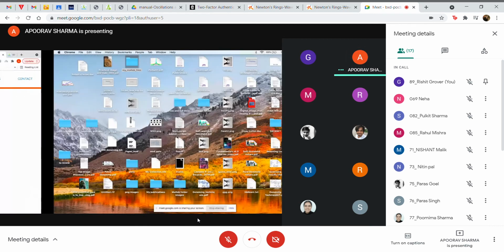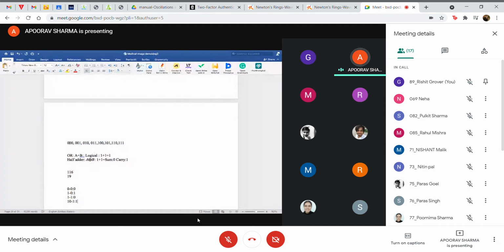Okay, this is your binary representation of numbers from 0 to 7: 0, 1, 2, 3, 4, 5, 6 and 7. You can see your binary representation for 1 is also 1. 0 0 1 is nothing but 1, and 0 I can write like this. Now 2 can be represented as this, and 3 is represented like this.